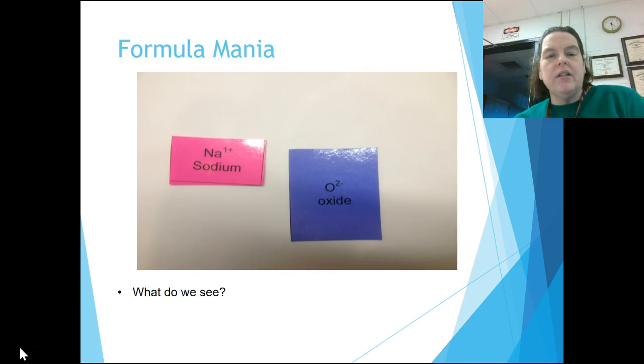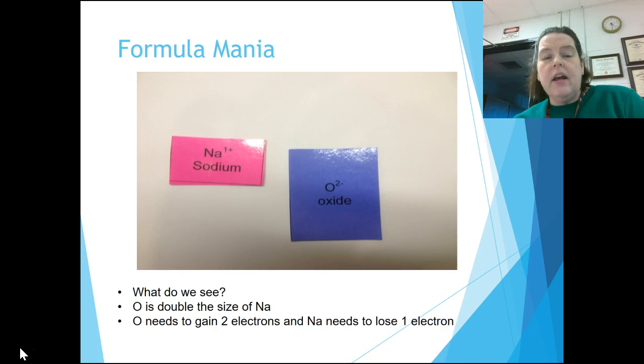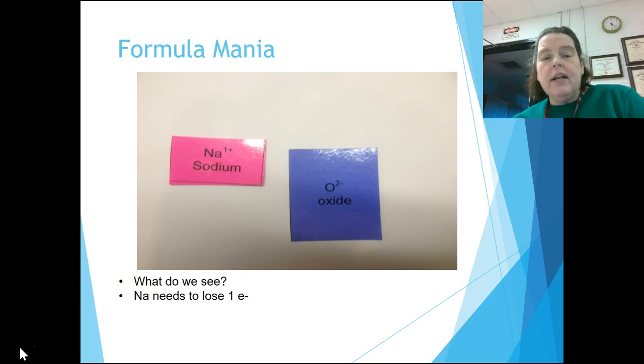Yeah, this is what we did. So we had sodium and oxygen. What do we see? Sodium is a cation. That means it loses electrons. O is an anion. It means it gains electrons. So what else do we see? O is double the size of Na. Well, that means O needs to gain 2 electrons and Na needs to lose 1 electron. And we also see that in the number of the charge. So Na needs to lose 1. O needs to gain 2.